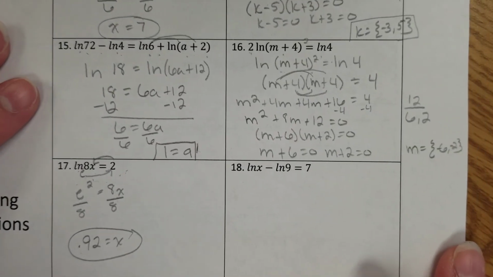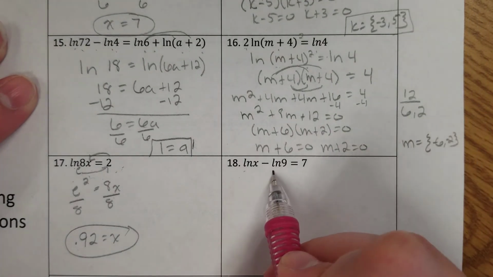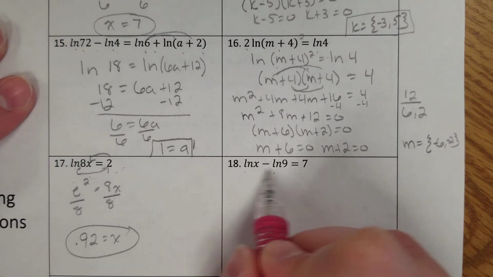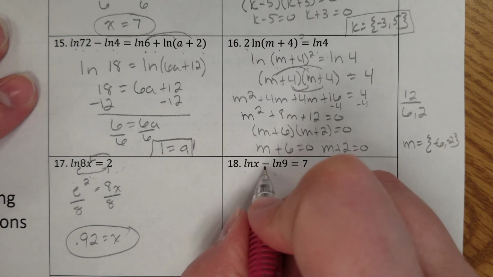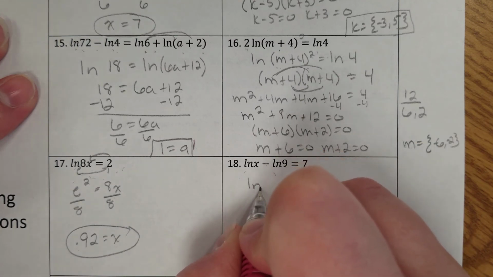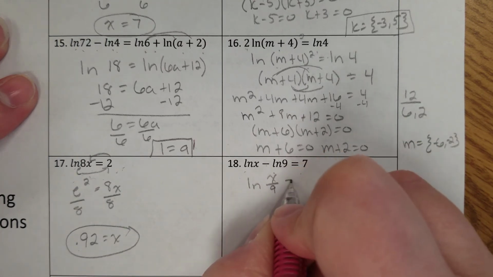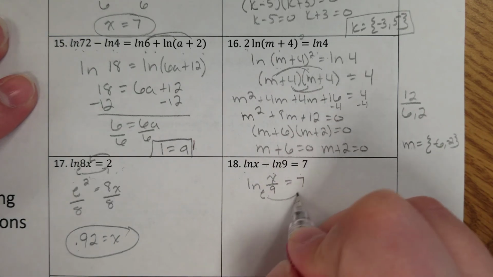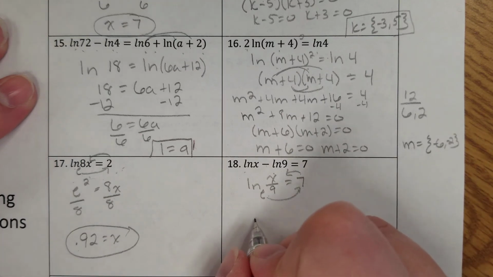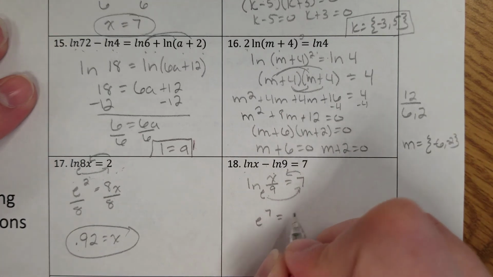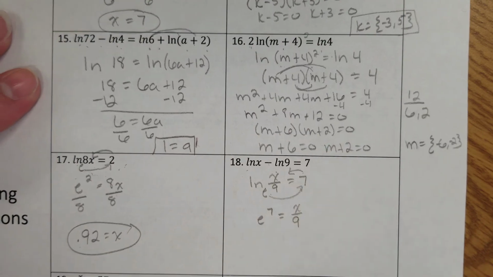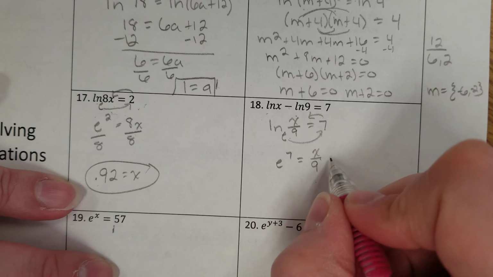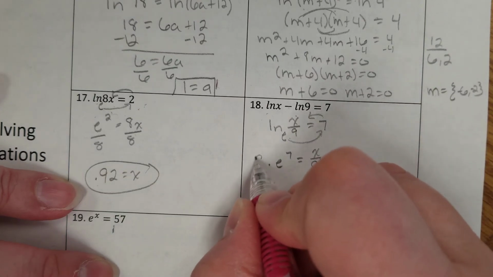All right, now for 18, we have the natural log of x minus the natural log of 9 equals 7. So we're going to condense this side first. The subtraction means we're dividing, so we have the natural log of x over 9 equals 7. So put your base of e in here, and we're going to make this into exponential form. So we have e to the 7th equals x over 9. Now to solve this one for x, we have to get rid of this divide by 9, so we're going to multiply both sides by 9.